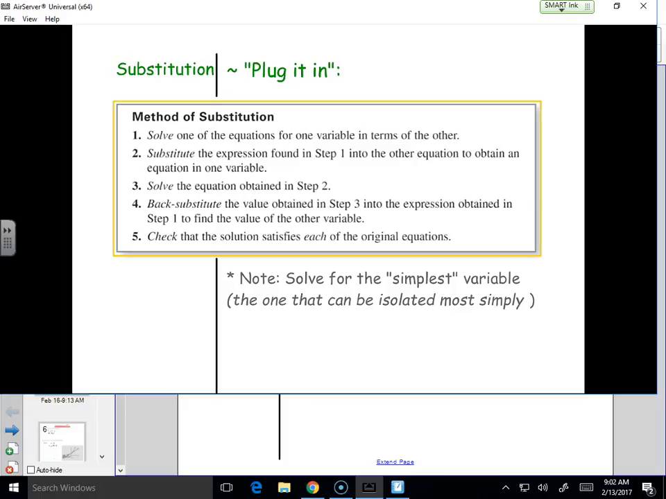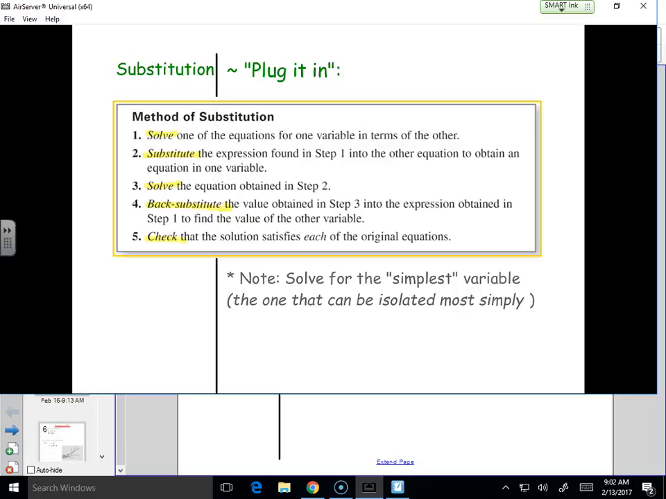Now, hold on. There's a huge chart for substitution when really it's just plug it in. Do not dare write that entire chart, right? That's ridiculous. However, I do want to give you some of the highlights, because there's basically one new wording: back substitute is new. Okay?